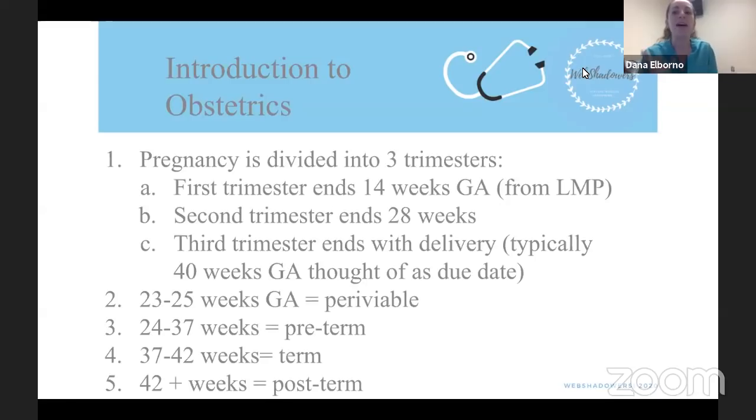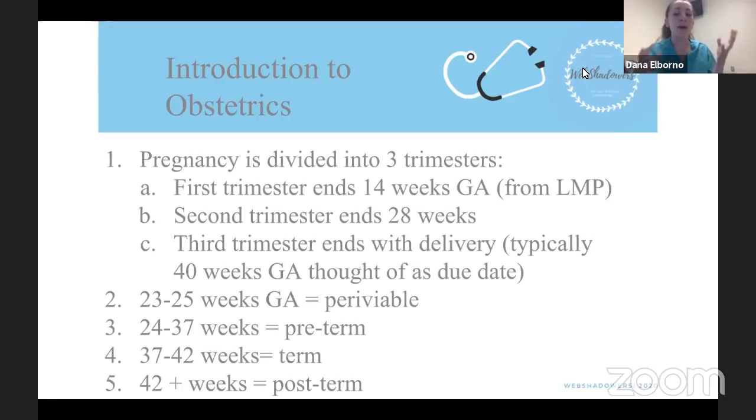And when we talk about that, we divide our trimesters up into 14-week segments, starting with day 1 of the last menstrual period, ending with 14 weeks being the end of the first trimester. The second trimester ends at 28 weeks, and the third trimester ends with delivery. Typically, 40 weeks gestational age is thought of as being the due date and the end of a pregnancy.